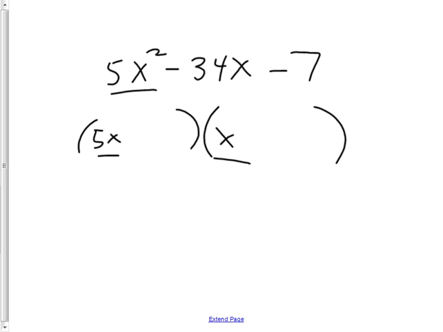Okay, so then this 7 could be either a 7 and a 1, and I don't know if I'm right or not. I'm totally just guessing. Let's find out. I go, first make 5x squared. My lasts make negative 7. Those are the easiest to check, so you may as well check them first.